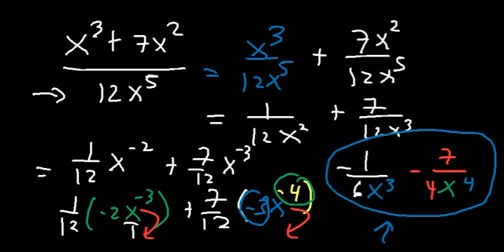And if you want to combine that into a single fraction, just get common denominators and combine it. So now let's talk about the chain rule. We started this already, but we're going to continue it.